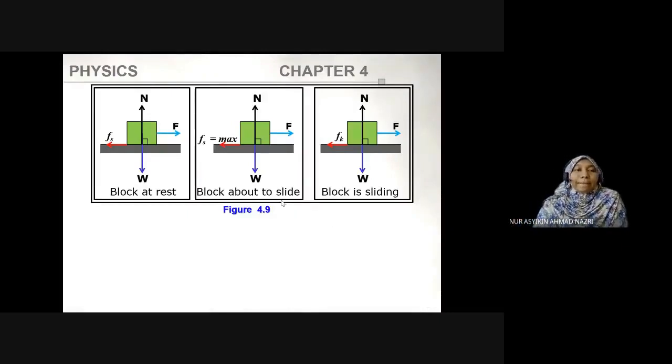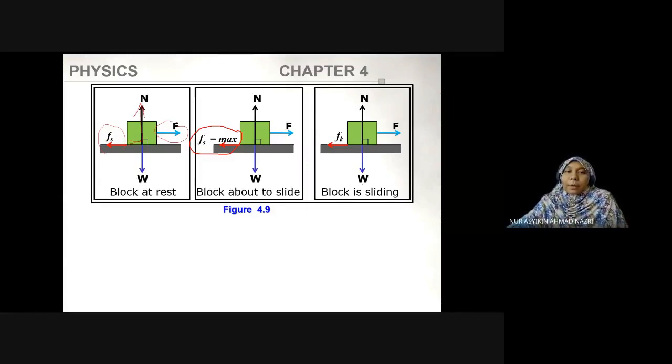Okay. So this is how we draw the frictional force: opposite direction. Then another condition is perpendicular to the normal force. Okay. So block at rest, static friction, block about to slide. Okay, dia akan ada static friction yang maksimum. So static friction ni pun boleh berubah dia punya value, depends pada surface. Okay.